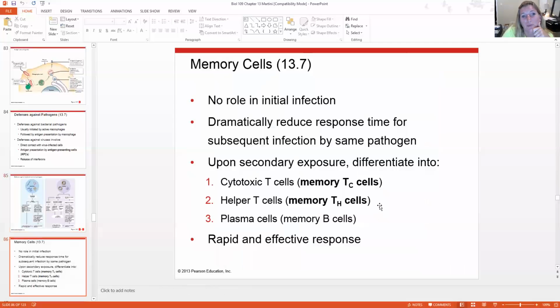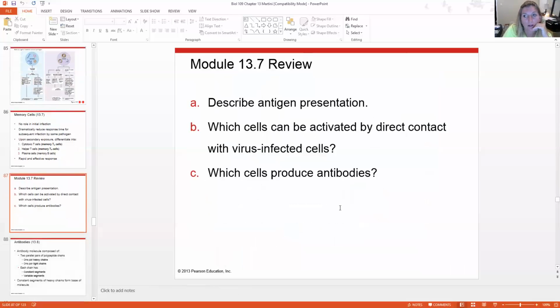So memory cells play an important role. They don't have an initial role, but they have a role later on. They will dramatically reduce the response time when that antigen is presented again. Upon secondary exposure, they will differentiate either into helper T cells, cytotoxic T cells, or memory B cells. It's a very rapid and effective response. You can pause the video here and go back and review.